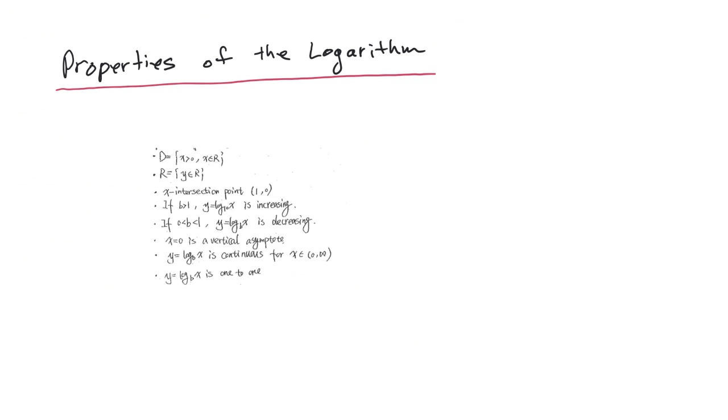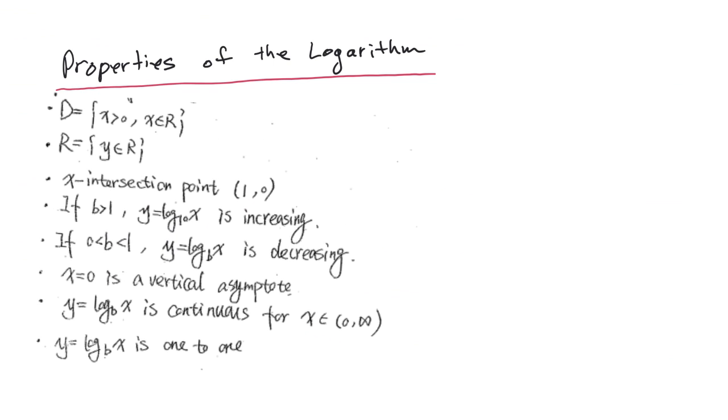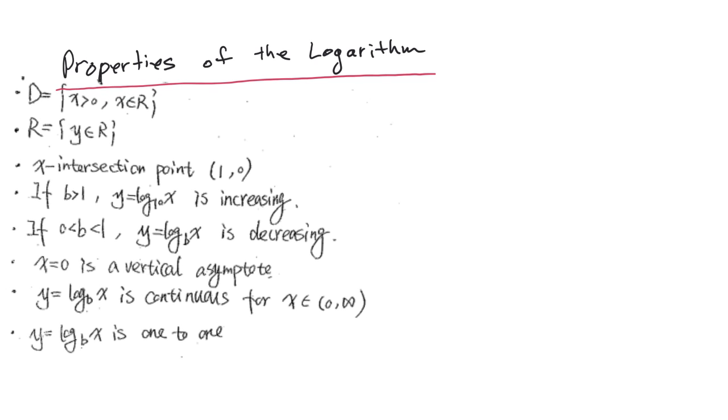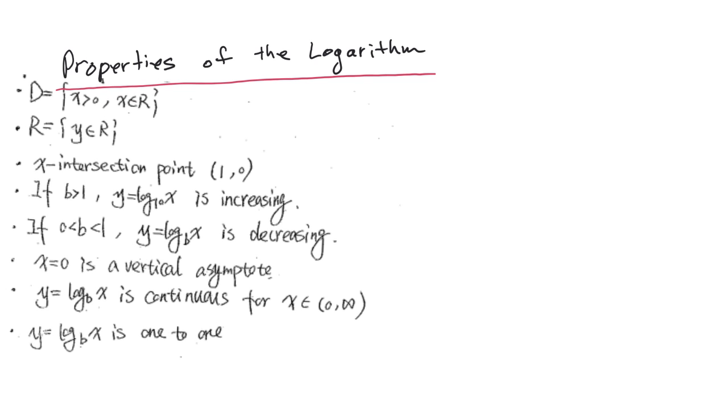So now we'll talk about the properties of the logarithm. Here's what you need to remember, right? The domain of this thing is always x greater than 0. And remember, this is our basic equation, y is equal to the log base b of x, and its range is all of the y-axis, right? The x-intercept is always 1, 0.